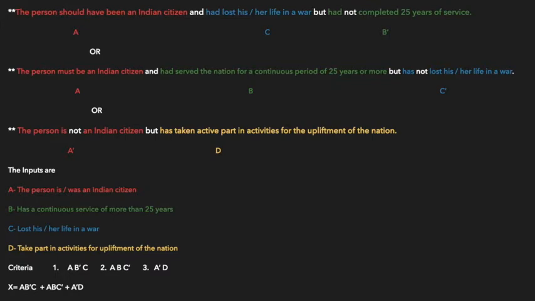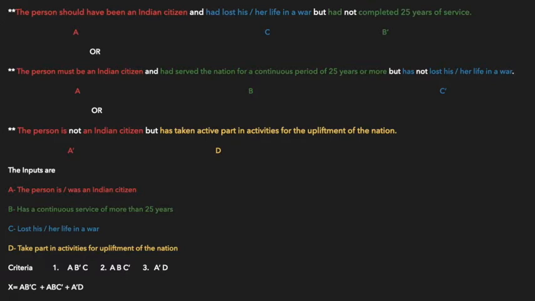Now coming to the second criterion for awarding the medal: the person must be an Indian citizen. Again A will be taken as it is, based on the input. The second part is had served the nation for a continuous period of 25 years or more, and B says has a continuous service of 25 years or more, so again B will be taken as uncomplemented, or as it is. Now coming to the last part of the statement: has not lost his or her life in a war. Remember, not, and the input says lost his or her life in war, so that is why we will be taking C as complemented, or C bar, or C apostrophe.